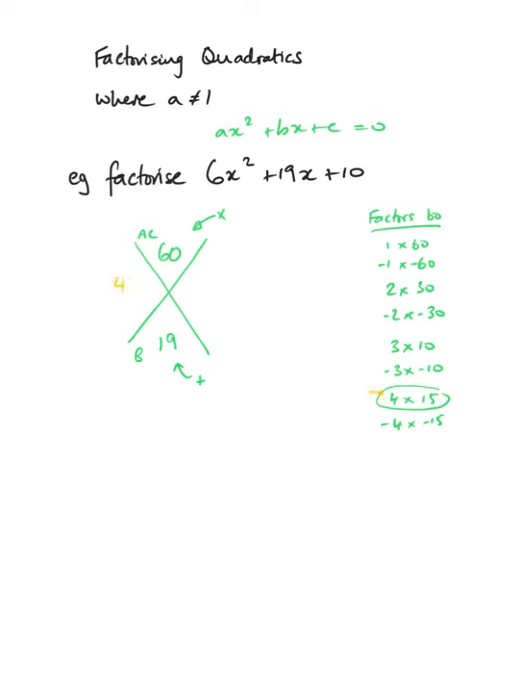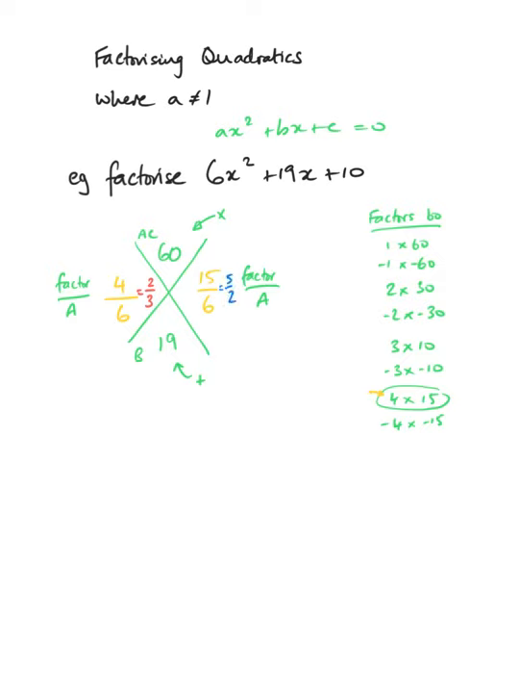I'm going to have 4 over a, so 4 over 6. And here I'm going to have 15 over 6. So in the left hand side and the right hand side, I have a factor over a and another factor over a. Now what I need to do is simplify those. So 4 over 6 can simplify to 2 over 3. And 15 over 6 can simplify to 5 over 2.